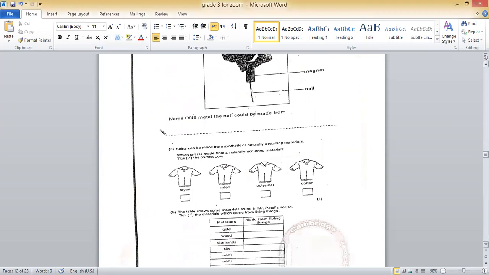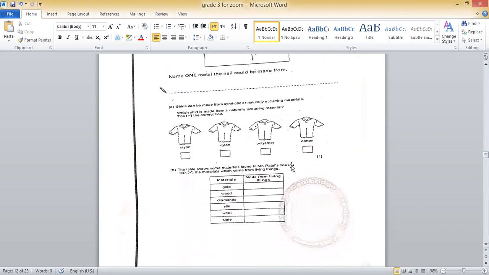Question B. The table shows some materials found in Mr. Pato's house. Pick the materials which came from living things. This is a repeated question. Wood, made from living things, silk, and wool.